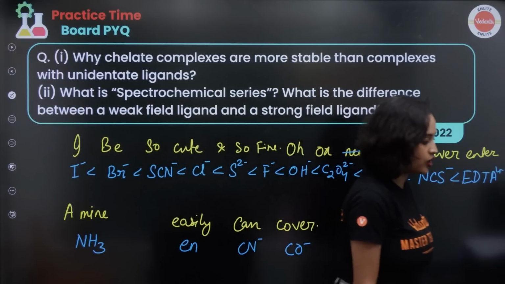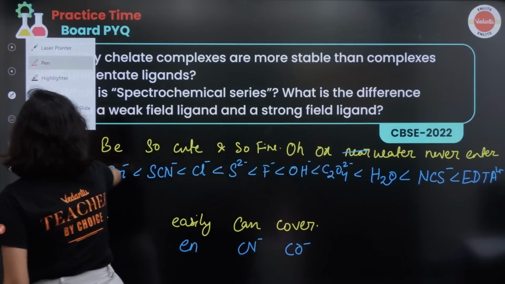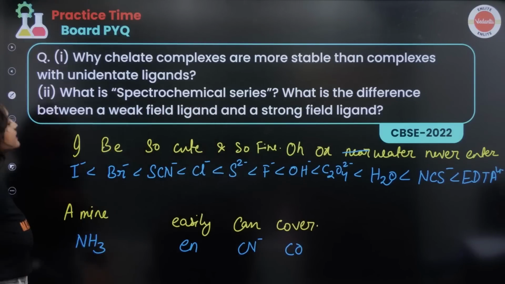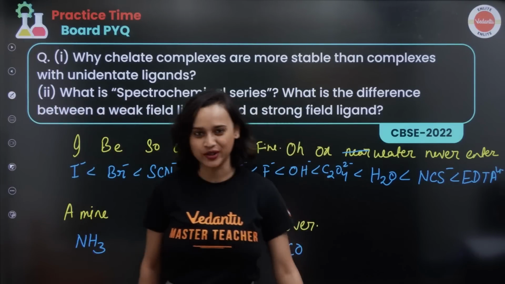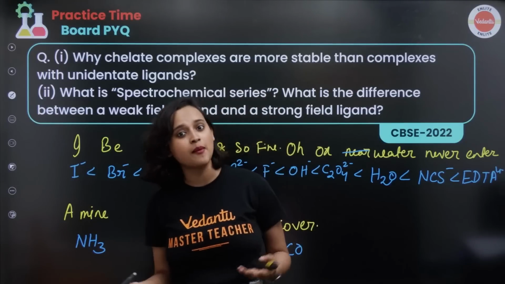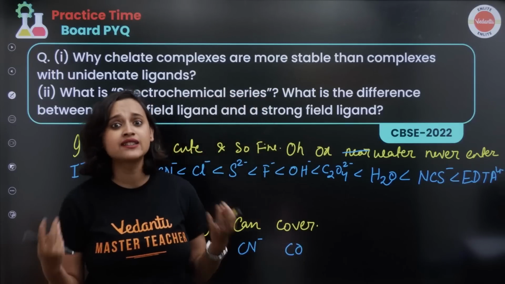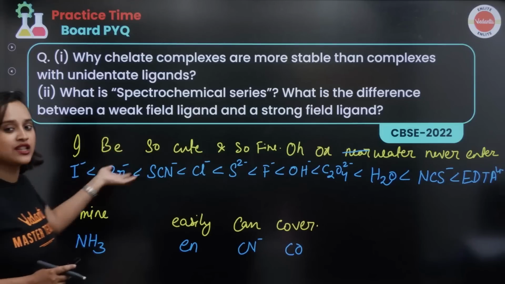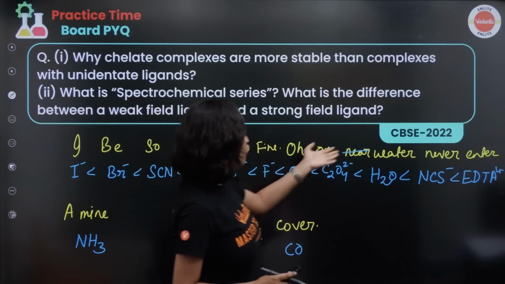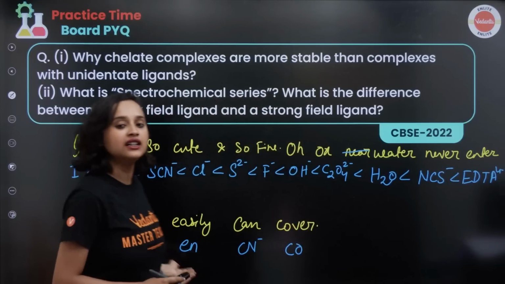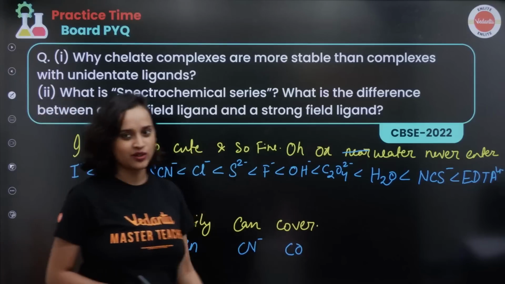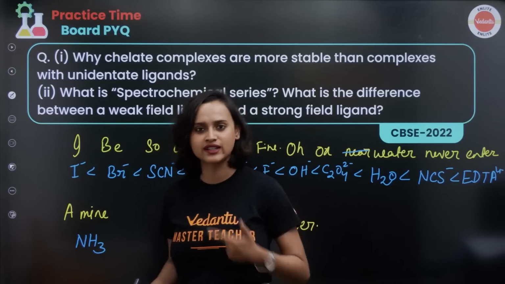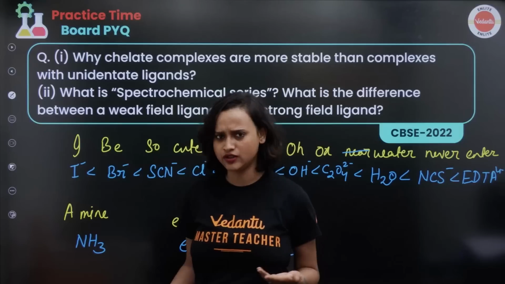Got it, everybody? CO won't have any charge, sorry. So this is your spectrochemical series. It's a very stupid mnemonic, but I couldn't come up with anything that made sense, and this was the only funny one you could remember. I, B, so cute and so fine, and then O, ox, near water, never enter a mine, easily can cover. You're going to get the PDF, so you can go through it again and again and you will be able to remember it.